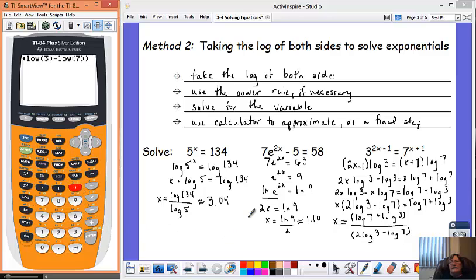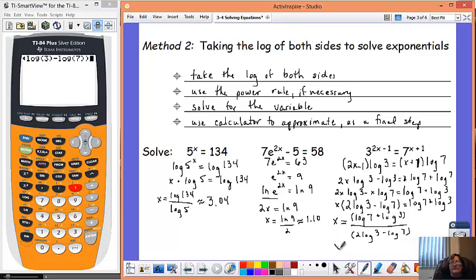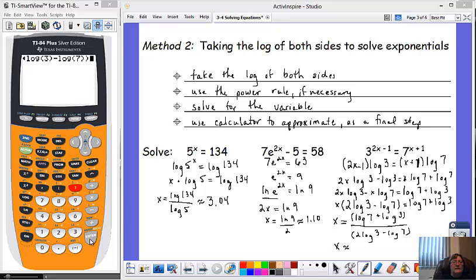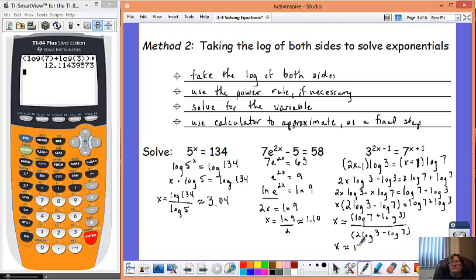Good. Putting things in all at once is a wonderful tool if you want precision at the end, right? The calculator is going to do the estimating right now. The only thing is you have to be aware of where you need parentheses, so be careful, but I like to enter things into my calculator that way. I guess I better hit enter so I know the answer. All right, right around 12.11 is the value of x that makes this equation true.